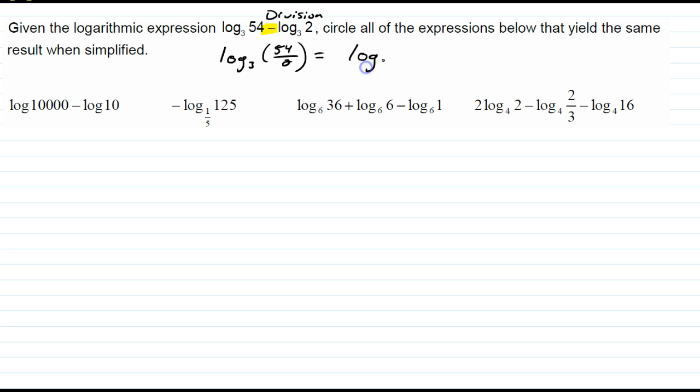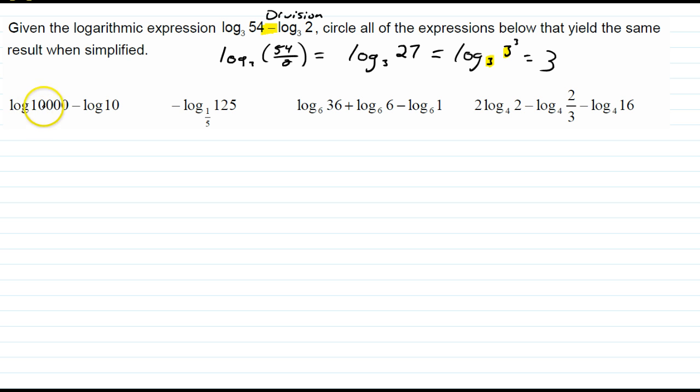And so this becomes log base 3 of 27, which becomes log base 3 of 3 to the third, which becomes 3. It's a lot of 3's. So now we want to simplify this and see if it gives us a 3.